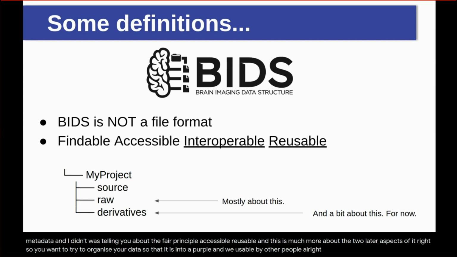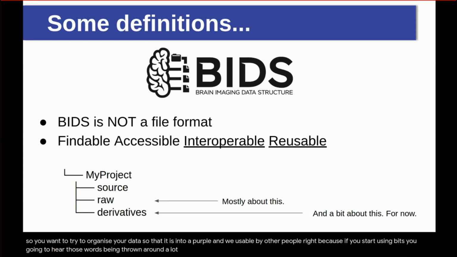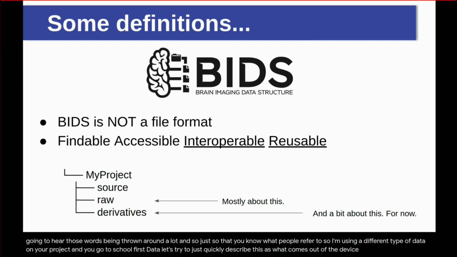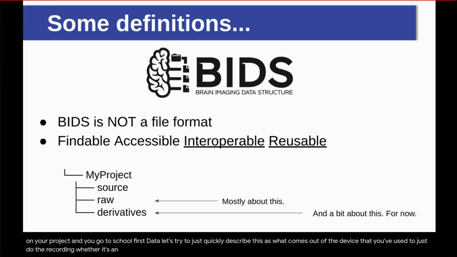All right. So a couple of quick definitions, because if you start using BIDS, you're going to hear those words being thrown around a lot, so that you know what people refer to. Usually you have different types of data in a project: the source data, the raw data, and the derivatives. Source data, let's describe this as what comes out of the device that you've used to do the recording, whether it's an MRI scanner, EEG, MEG, or whether you've just programmed a behavioral experiment and you get some files out of that, right?